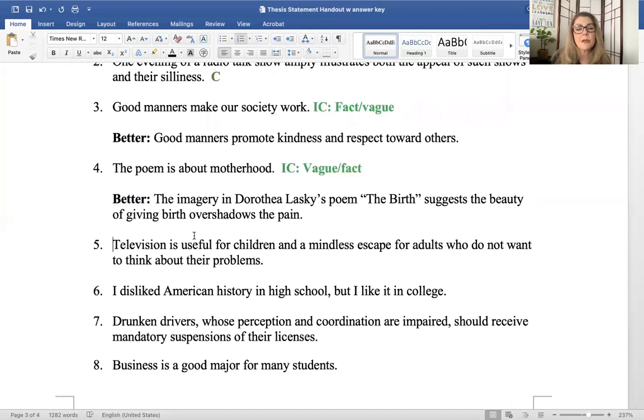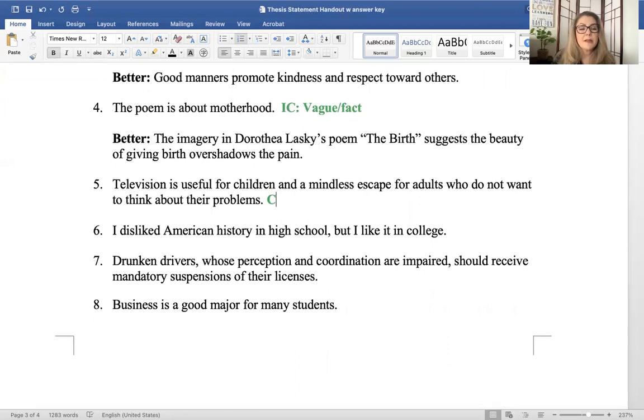So, I mean, if you just stopped here, television is useful for children, that would be a fact. Yeah, we know that. But if you add the second part, okay, useful, but also a mindless escape. So you have kind of the two different groups here you're going to compare. So this would be, I would say, a comparison contrast type of situation. And this one is fine. So let's go ahead and mark that C. So we're good there. All right, let's look at number 6.